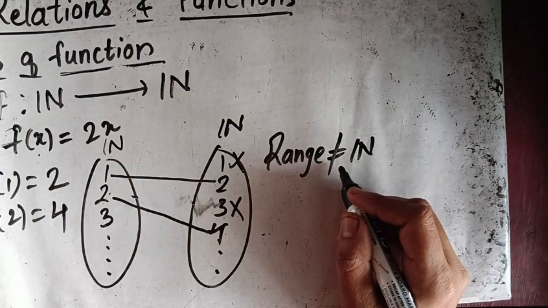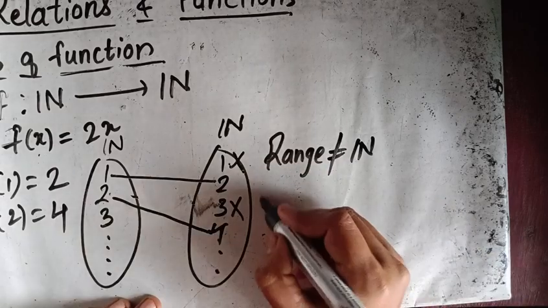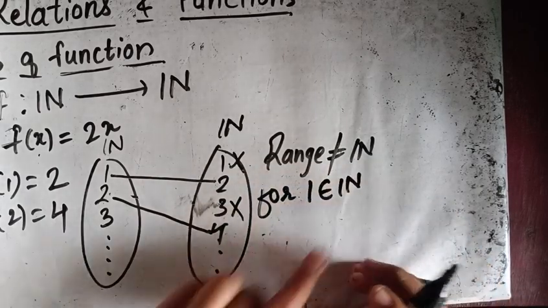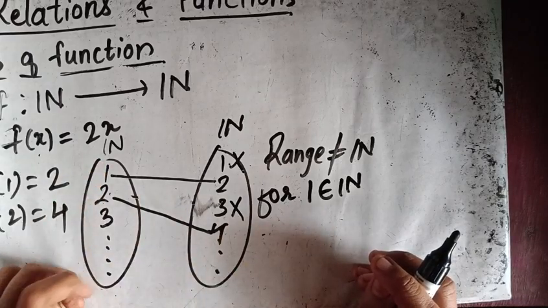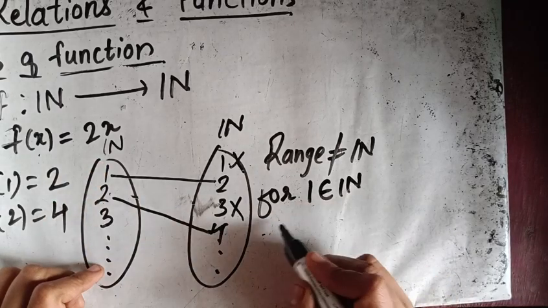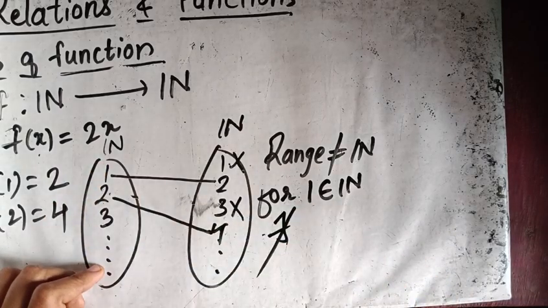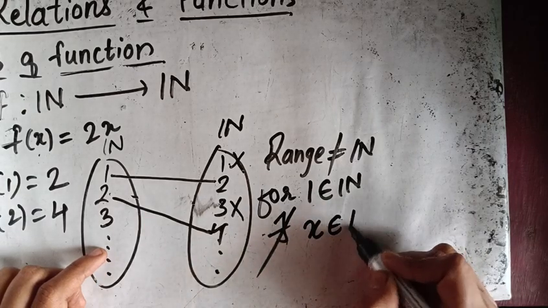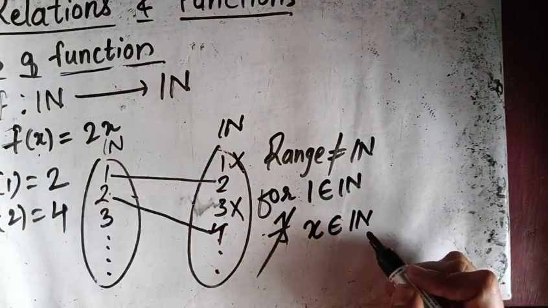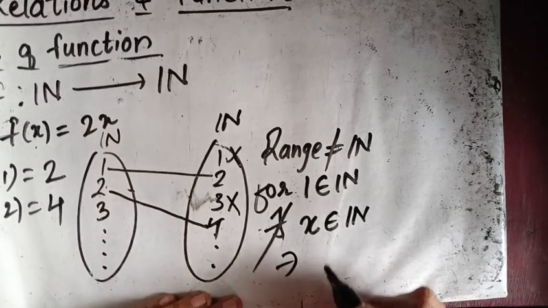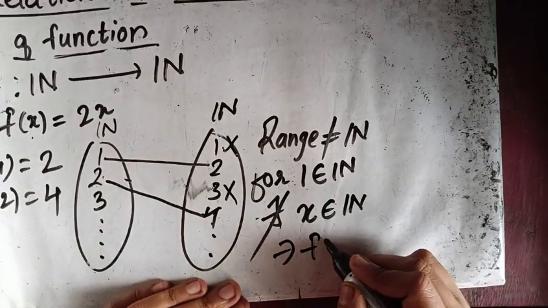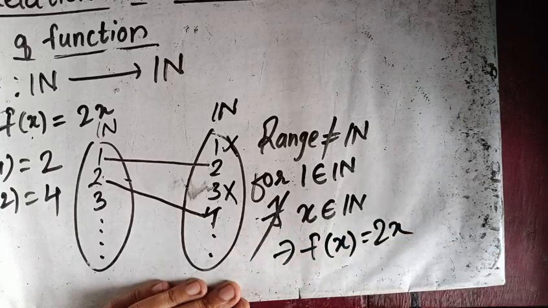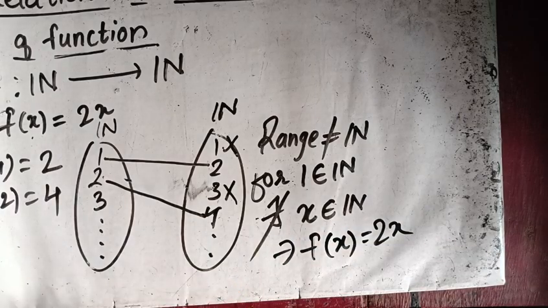So you can write in general, that for 1 belonging to N, that is in the set X, there does not exist any element in the set Y such that f of x is equal to 2x.